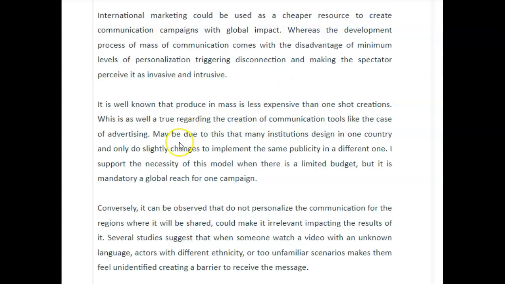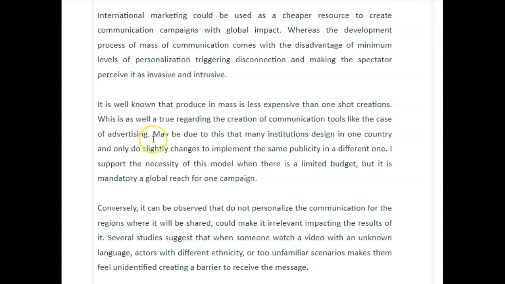All right, it is well known that, I think you mean products. Products in mass are less expensive than one-shot creations. I think you mean while. While, what? Whiz is as well a true. I don't know what this means. I thought you were trying to say something else. I don't know what this means. Regarding the creation of communication tools like the case of advertising. I don't know what this means.